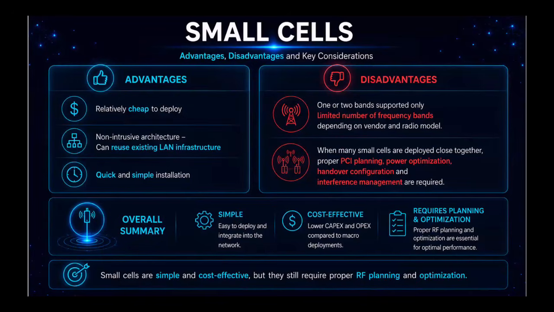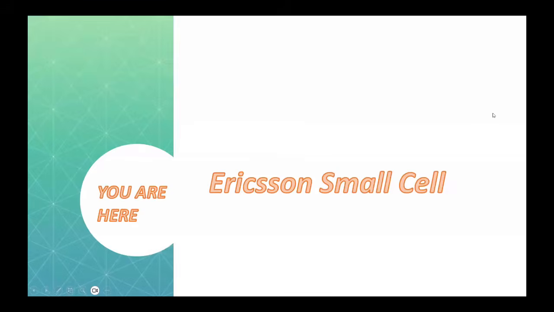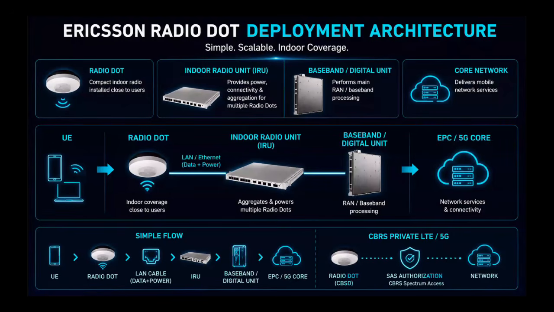Let's see how we can deploy small cells in a real world example. Generally, we use Ericsson or Nokia for private networks. So let's see how Ericsson is deployed, and then we will see Nokia, and then we can wrap up this session. This is the simple deployment architecture of Ericsson Radio Dot.